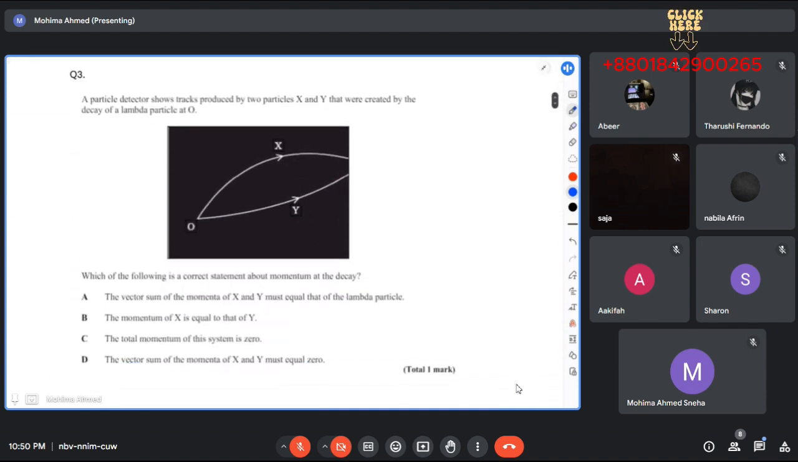This one is about, I mean, obviously we haven't understood anything about this kind of particle accelerators. We will learn this in chapter 7, but this is not that tricky, okay? This is not related to particle accelerators, only using the diagram. Over here, it says that a particle detector shows tracks produced by two particles, X and Y, and they were created by decay of a lambda particle at point O.